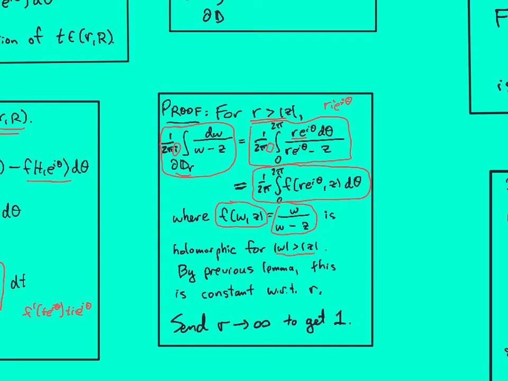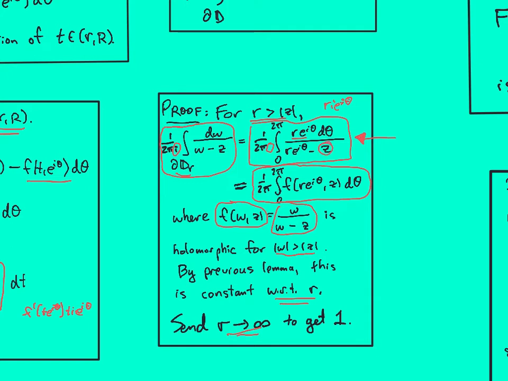Okay, and by the previous lemma, this will be constant with respect to the circle R that we're integrating over. So this expression here does not depend on R, so basically what we can do is send R to infinity, and the z in the bottom is not going to matter when you take the limit.